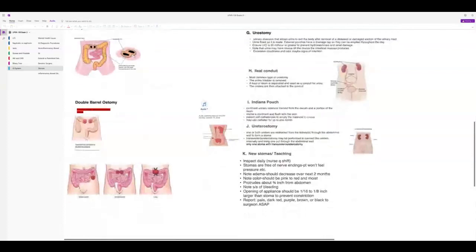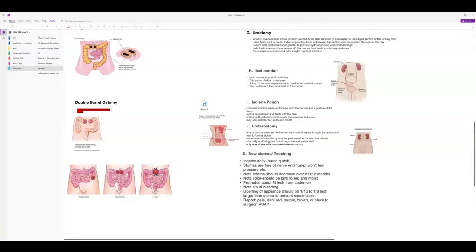Your responsibility after somebody has a new stoma is to make sure you're looking at it every shift, but more so right after they have it. Stomas don't have any nerve endings, and for that reason, it can become necrotic, and you wouldn't even know it. So you want to make sure you're looking at the color. It needs to be pink to red and moist. So you never want to see purple, black, pale, dusky, blue.